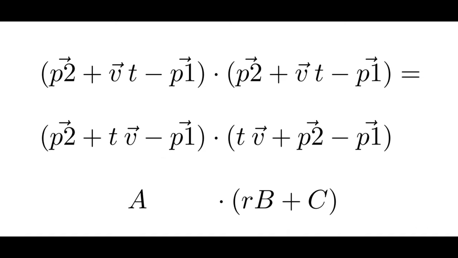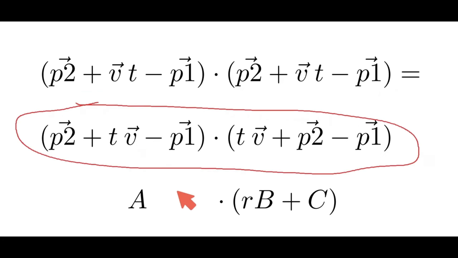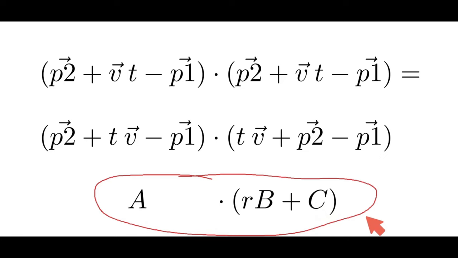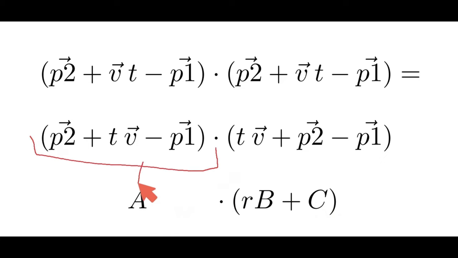So the first thing that we're going to do is worry about that dot product on the left, and we're going to rearrange it so that it better matches the format of the left side of that equation for the property, right? Where this whole thing is a, t corresponds to r, the velocity vector corresponds to b, and p2 minus p1, which is also a vector, corresponds to c.